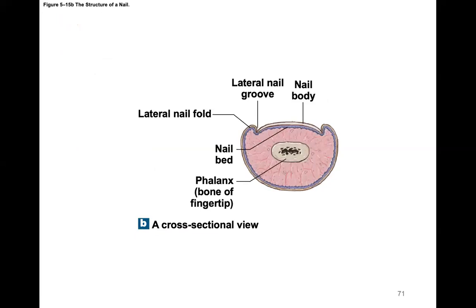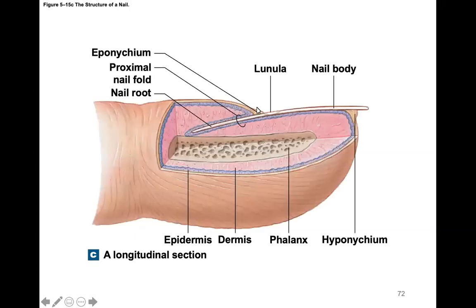Looking at a cross-section of a nail, this looks very similar to that of hair. You essentially have many cells just sort of radiating out from a core, okay? This is going to be your bone here, this is your finger, and then you have your nail body right here. Here you can see the nail is embedded right there and sort of comes up on the surface here.